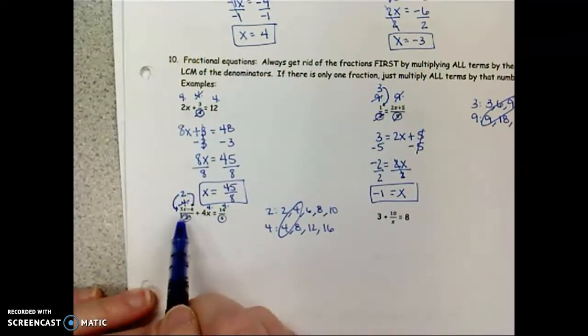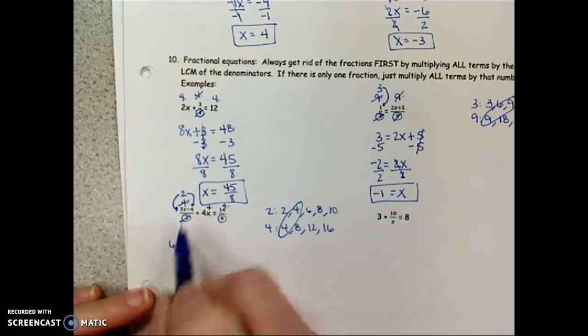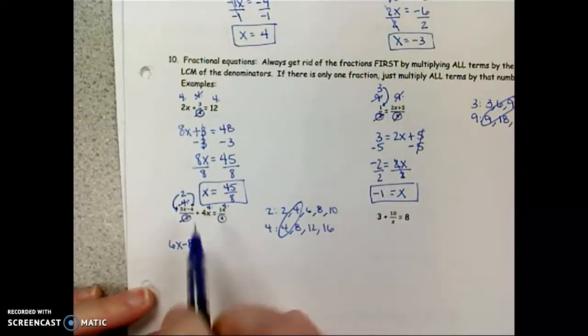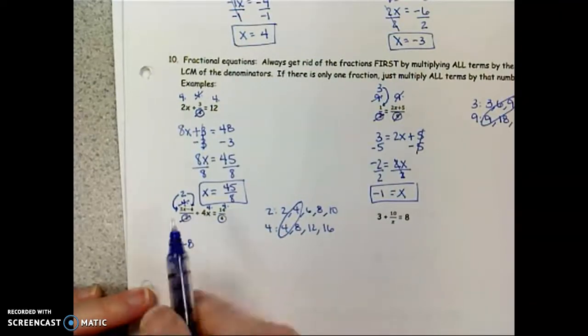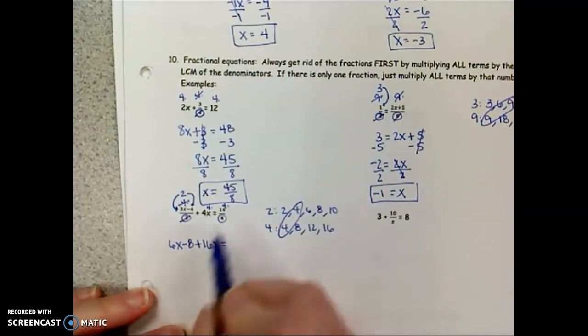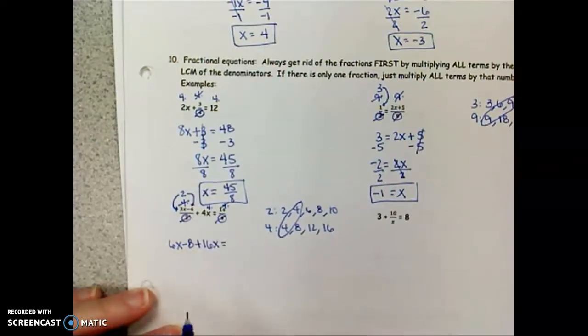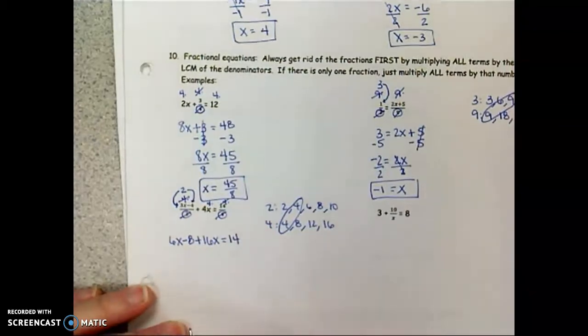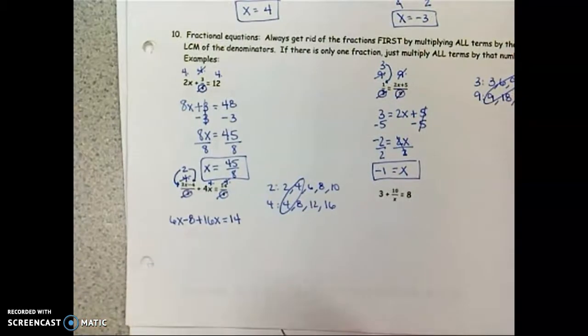So 2 times 3x gives me 6x. 2 times negative 4 is negative 8. Don't forget to multiply the 4 times the second term of 4x, which gives me 16x. And on the right side, this 4 cancels out the 4 in the denominator, leaving me with just my numerator, which is 14.